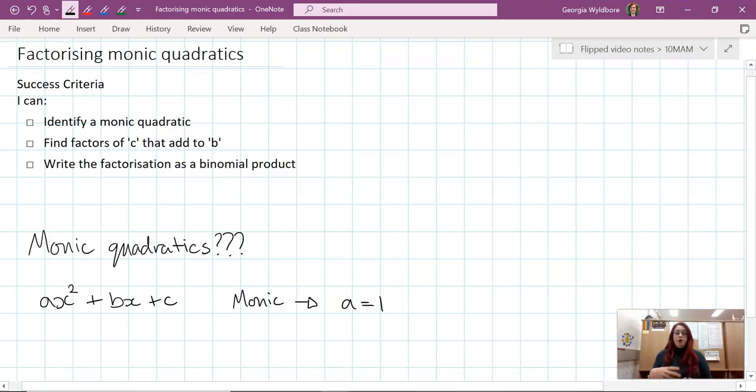So we'll have something x squared plus something x plus something. So in this case, it's going to be 1x squared, so I'll have an invisible 1. It'll just say x squared, and then you'll have a number in B and a number in C. If that number in front of the x squared is not a 1, so if it's a -1, it's not monic. If it's a 3, it's not monic. If it's a 7, it's not monic. If it's 0.325, not monic. It is only monic if it's a 1.